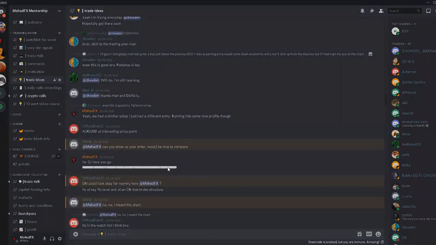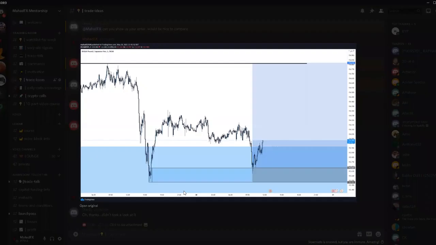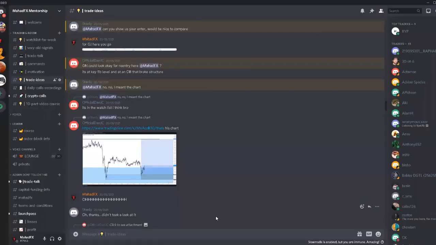Oh, here we go. Look, you can see my entry for GJ. There's my entry. You can see the buy that I posted in the watch list. So I'll be posting the entry for GU if you want. I can definitely do that. I will just post the chart for the time being, but if you want the actual entry on MetaTrader 4, I can of course do that as well. But yeah, these are the trades that I'll be sending out.